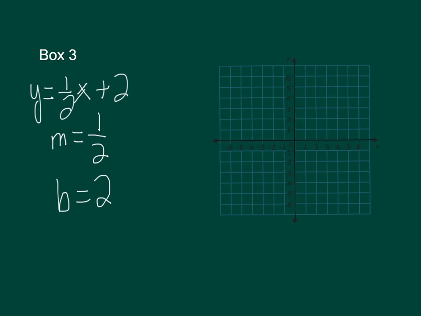So when you graph this, you always start with the y-intercept, the 2 right here. And you make a mark from the y-intercept on the y line. So I'm going to make a dot right here on 2.